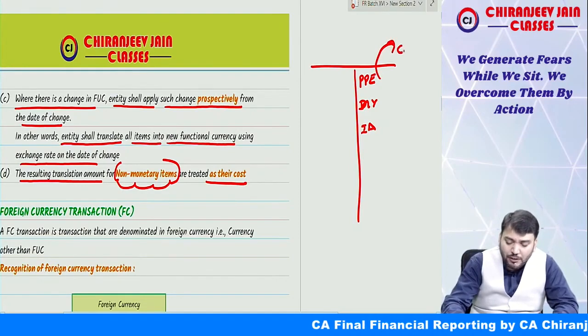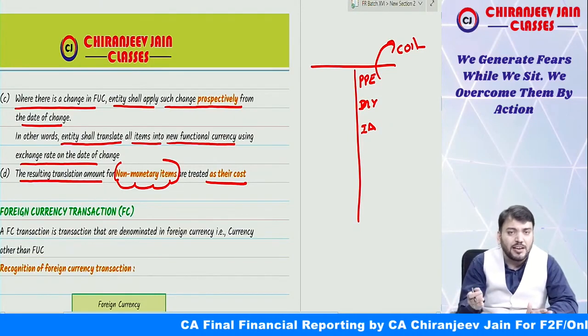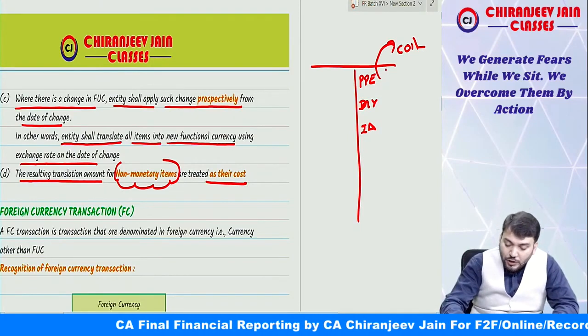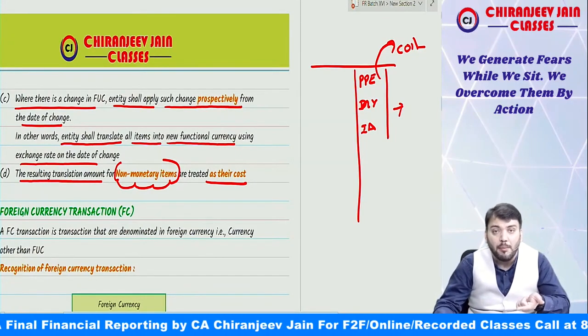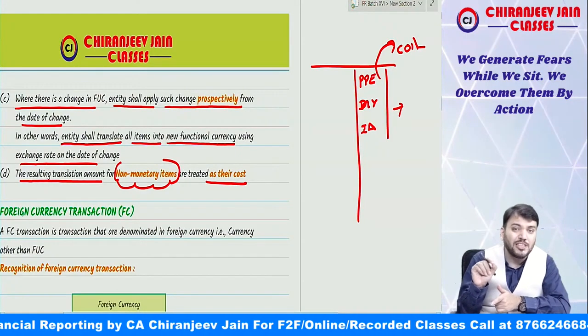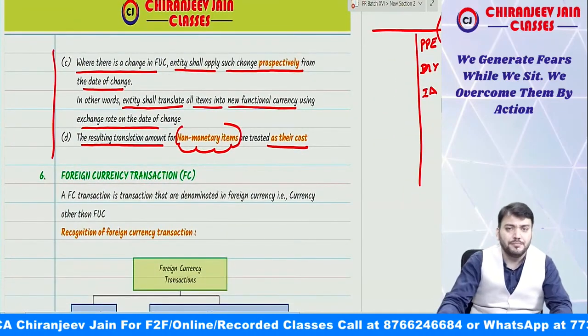So for these we want cost. Cost we will require for amortization, depreciation, etc. So for this, cost will be the new translated amount. The new translated amount will become the cost for such non-monetary asset. I hope you have understood. This is very simple.